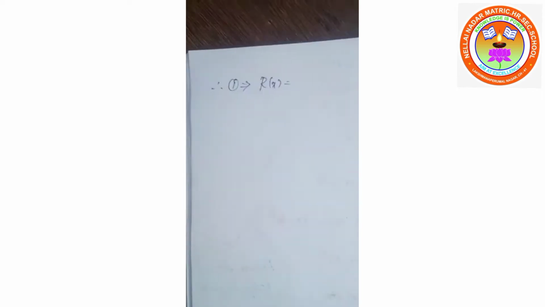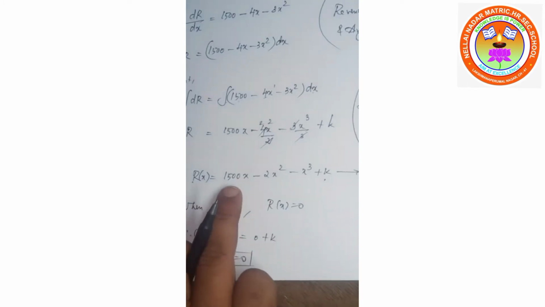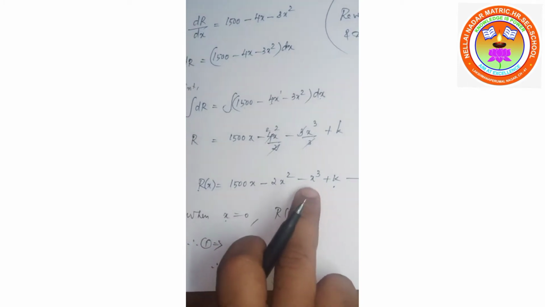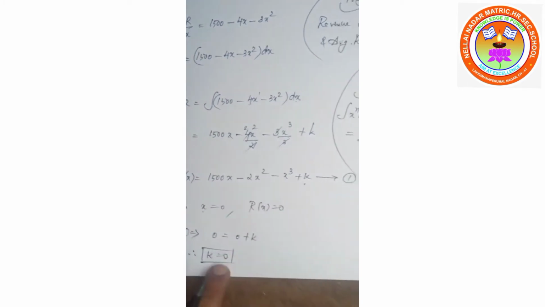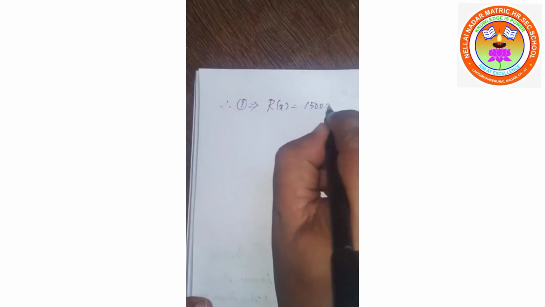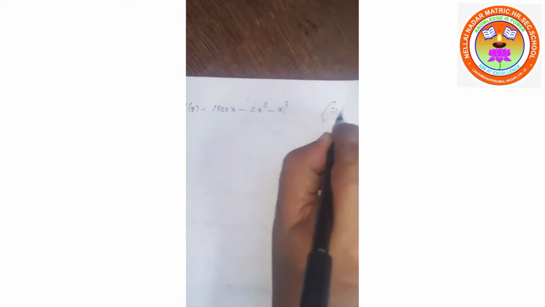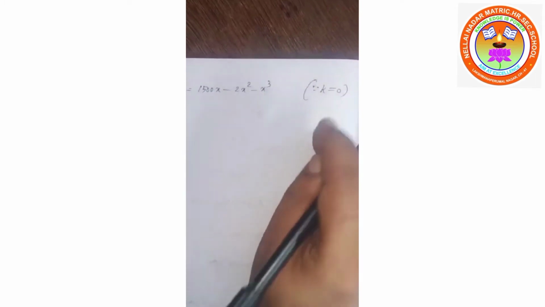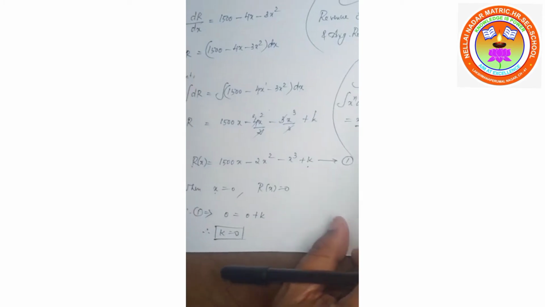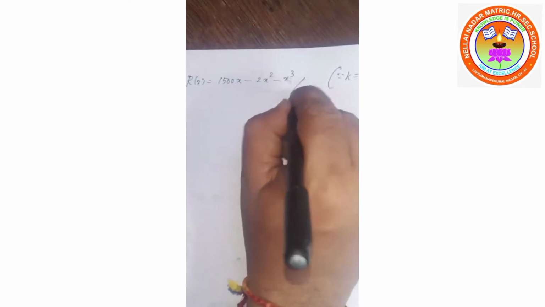Therefore equation 1 implies r of x equals, replace k by 0. So you'll be getting r of x equal to 1500x minus 2x squared minus x cube, since the value of k is 0. And then the average revenue function. So one answer is over.